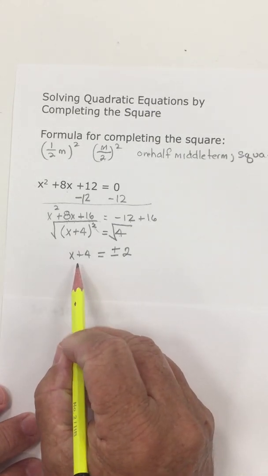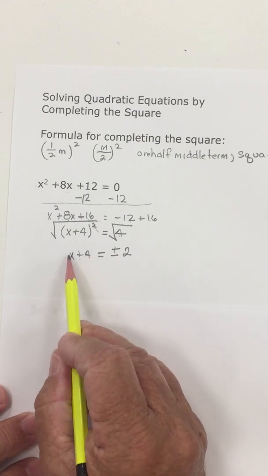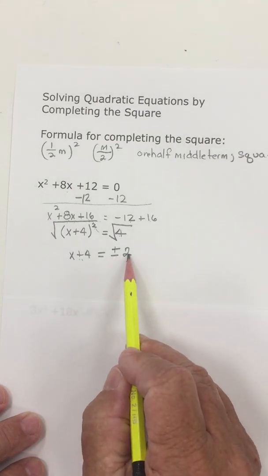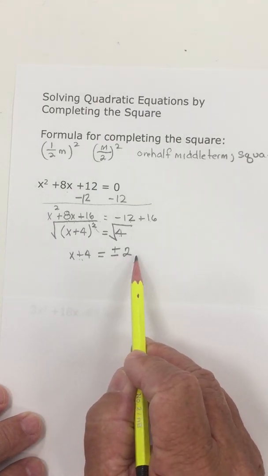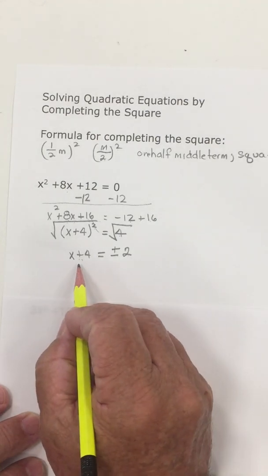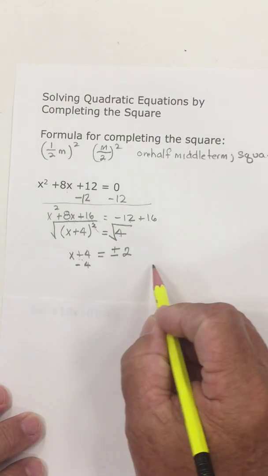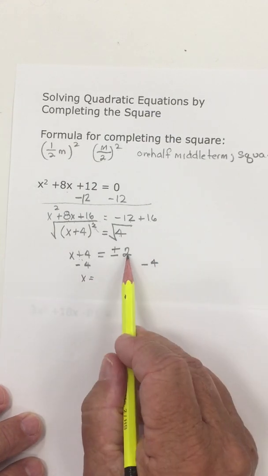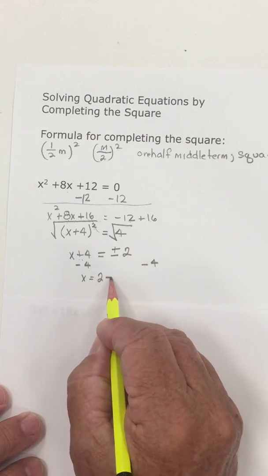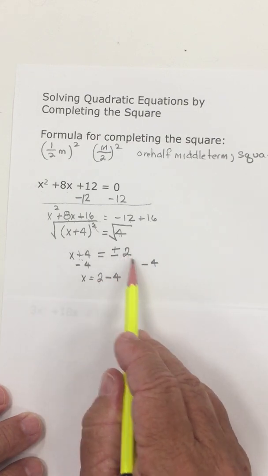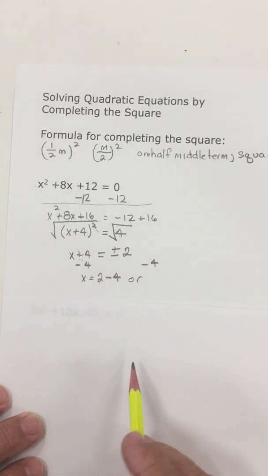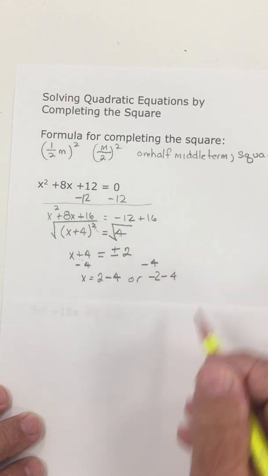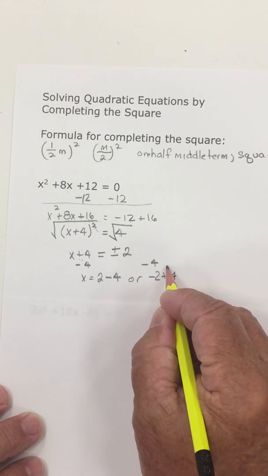So now what we have here, we have to get rid of this to find out what x equals. We're going to come up with 2 answers because we have plus and minus 2. So we're going to subtract 4 from this side, and we're going to subtract 4 from this side. So now x is going to equal positive 2 minus 4, or negative 2 minus 4. Oh, forgot the 2. Or we can say plus minus 4.